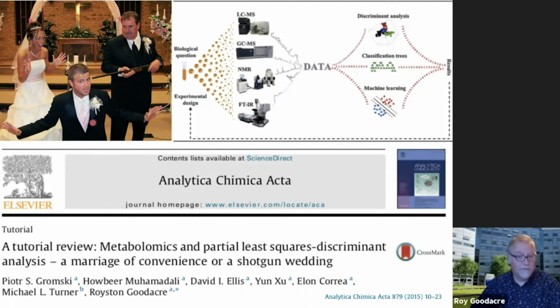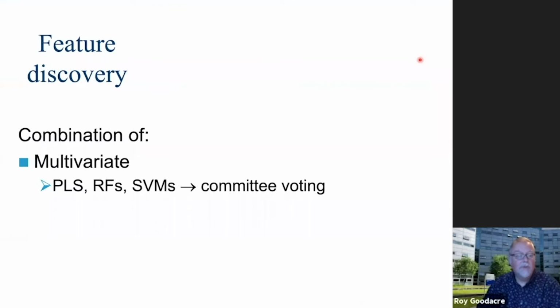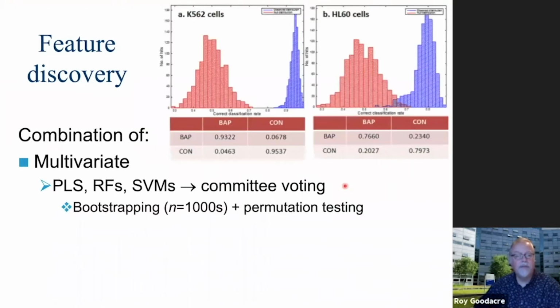Really, all that paper did was tell you that there were different ways of identifying, and discuss some of the nuances amongst those. So when we come to do our feature discovery to find out which metabolites are important, we actually do use PLSDA, but we use random forests, and we also use support vector machines. Then we look at committee voting, which basically means we look to see how commonly seen a particular metabolite is. To do that, we do bootstrapping. We typically resample our data 1,000 times.